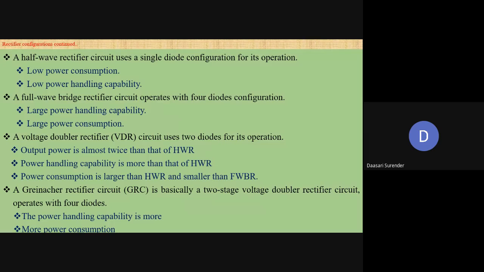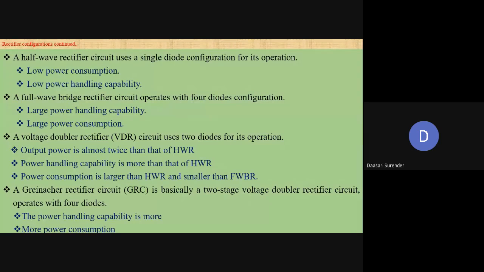A summary on these rectifier topologies. The single diode rectifier is suitable at low power and offers low power consumption, but it suffers from low power handling capability. The full wave bridge rectifier operates with a four diode configuration. It has large power handling capability and large power consumption because of the increasing number of diodes. And a voltage doubler rectifier circuit uses two diodes for its operation.